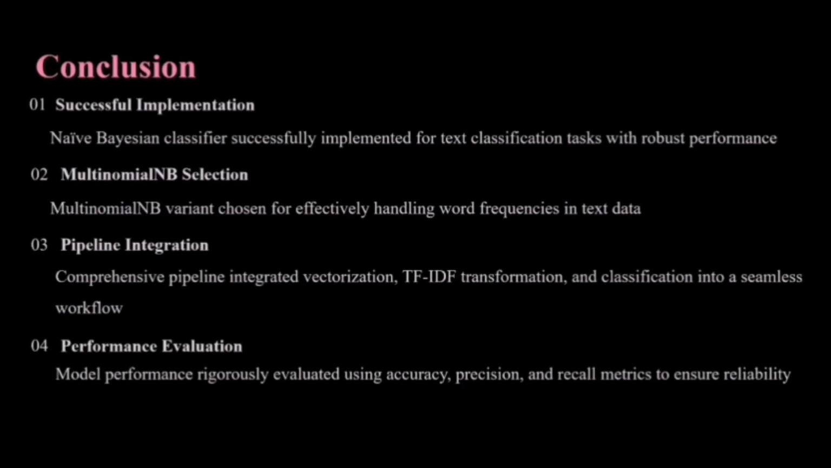To conclude, we successfully implemented the naive Bayesian classifier for text classification tasks. We selected the multinomial naive Bayes variant because it works efficiently with word frequency data. We integrated the full pipeline, including vectorization and classification. Finally, we evaluated the model using accuracy, precision, and recall to ensure reliable performance.